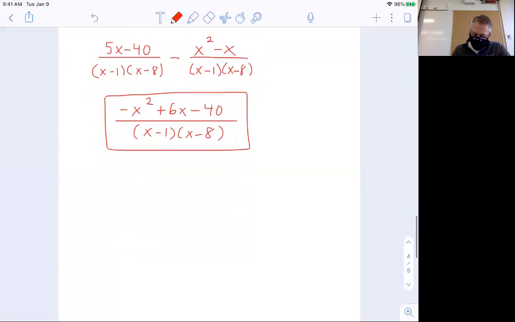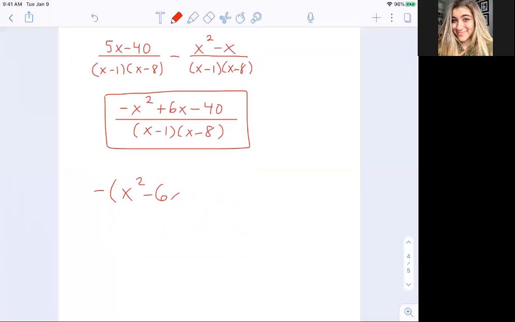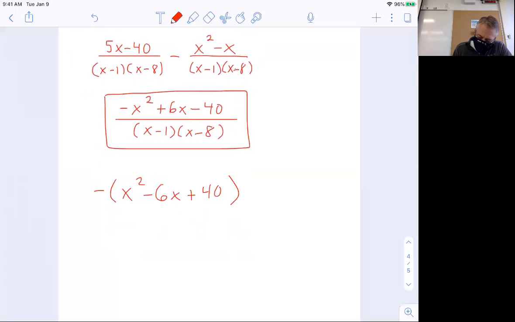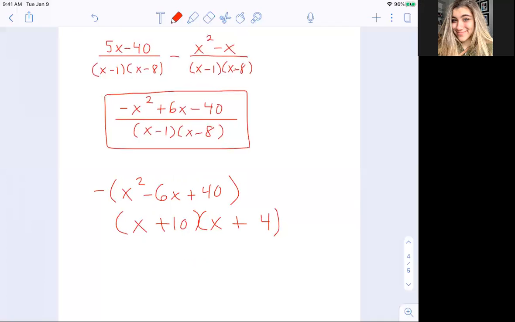I think the question was why didn't 10 and 4 work? And the reason is because if I did 10 and 4, because I'm getting positive 40 on the end, that means that I have to have the same signs. So if I did positive 10 and positive 4, that would give us positive 40, but that would give me a positive 14 in the middle because I'd have plus 10x and plus 4x. Oh, okay. That makes a lot more sense.